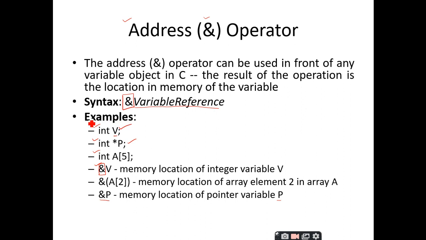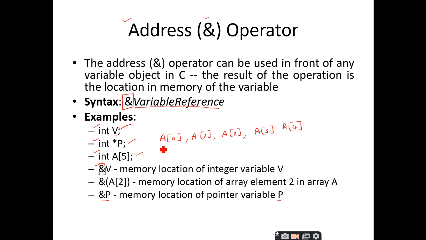In a similar manner, you can get the addresses of the individual elements of an array also. Let us consider this example where I have declared an integer array a which is capable of holding 5 integer elements. What will be the first element? A of 0. What will be the second element? A of 1. Similarly A of 2, A of 3 is the fourth element, and A of 4 will be the last, fifth element.